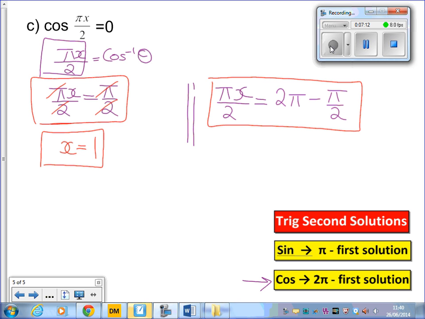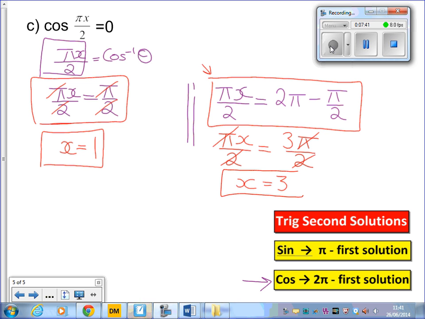On this side I need to do a little bit more work. So pi x over 2, that side of the equation, equals 2 pi take away pi over 2, which is 3 pi over 2. Now I can do the same thing, cancel the things that are on both sides. My second solution here gives me x equals 3.